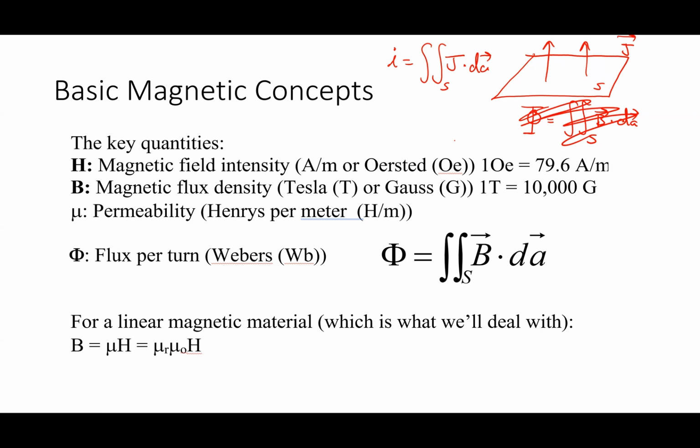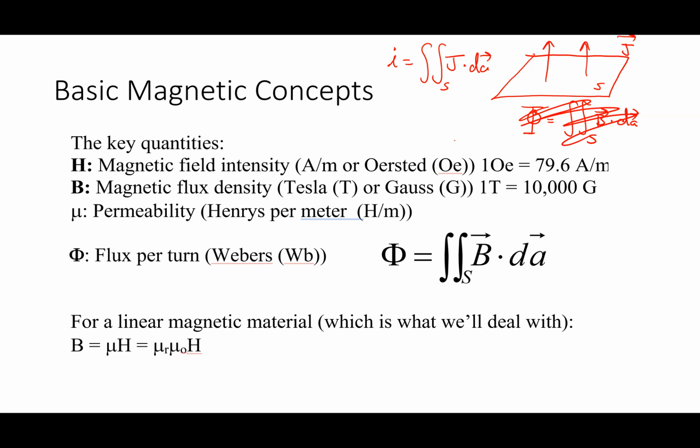Basically the current is the summation over the area of the current density. It's how fast charges are moving through a surface. In this case, how fast flux is moving through a surface. Magnetic flux is exactly like magnetic current. We're going to play on that a little bit as we go through the lecture today. So what I have is then flux, or what I defined here as flux per turn.